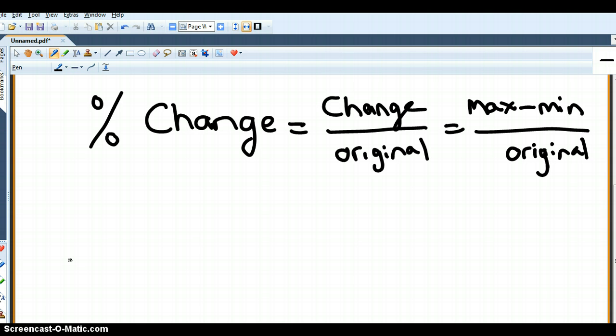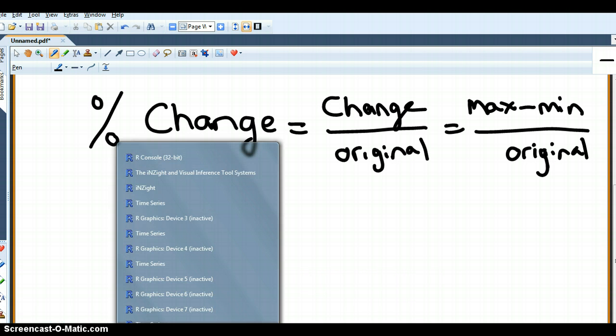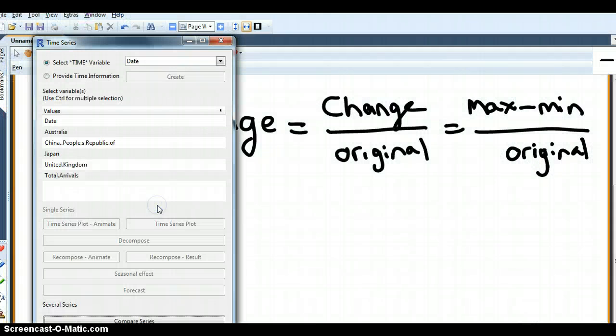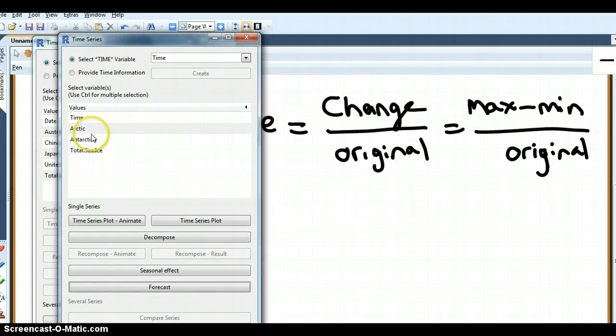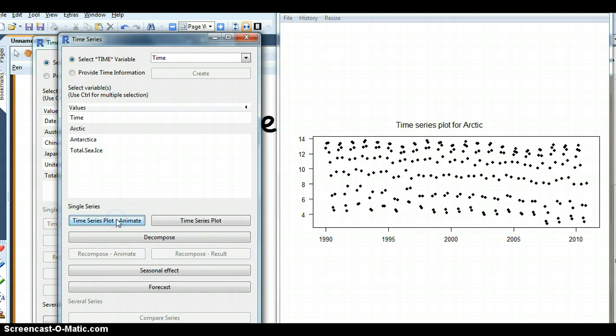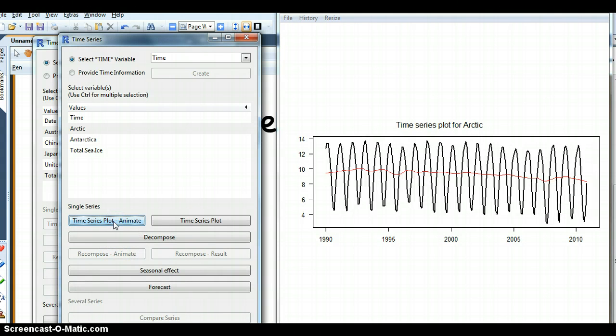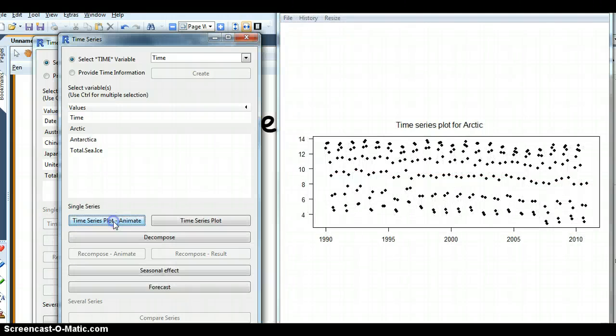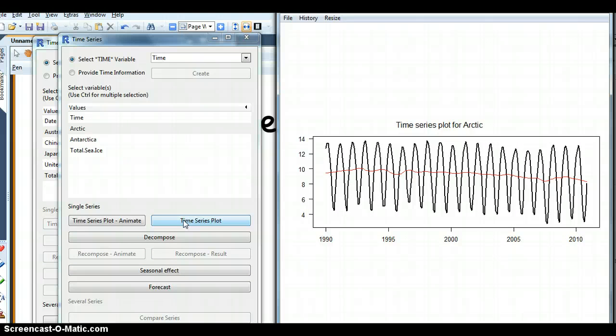In terms of a percent change in peak value, which is what we're talking about here in time series, if I use... no, I don't want that one. Not animate, skip animate. All I want is a time series plot. There we go, time series plot.